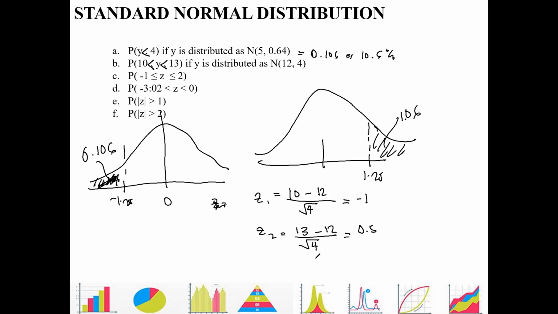So sa standard normal distribution, ang naging value niya na is negative 1 is greater than Z, but less than 0.5. So ang titingnan natin sa table is yung value ng negative 1 and 0.5. Let me check. Ang value ng negative 1 or 1 is 0.159.